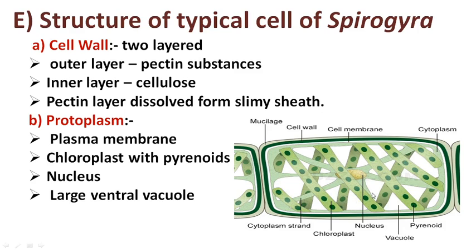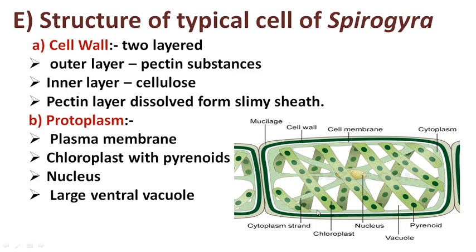Protoplasm. The protoplasm is differentiated into plasma membrane, chloroplast with pyrenoids, nucleus, and there is the presence of a large central vacuole. The plasma membrane, also called the cell membrane, is a membrane that surrounds the cytoplasm. It is protective in function.